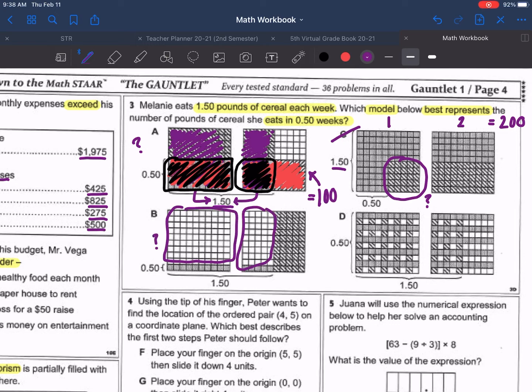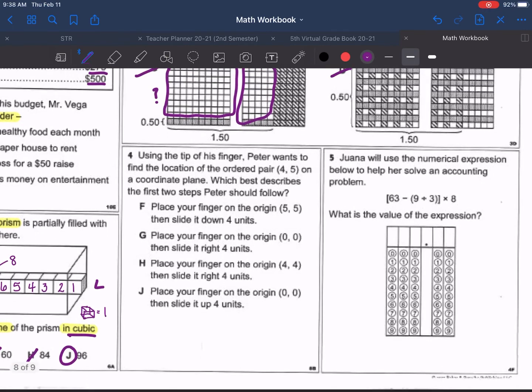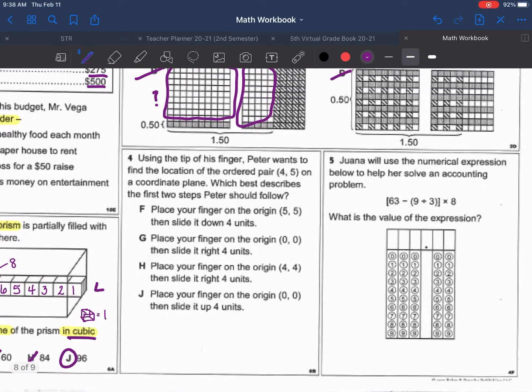So let's look at B. Well, this one's whole blank. That's definitely not it. We still have a blank piece. And then D is just being ridiculous and silly. So our answer was A.